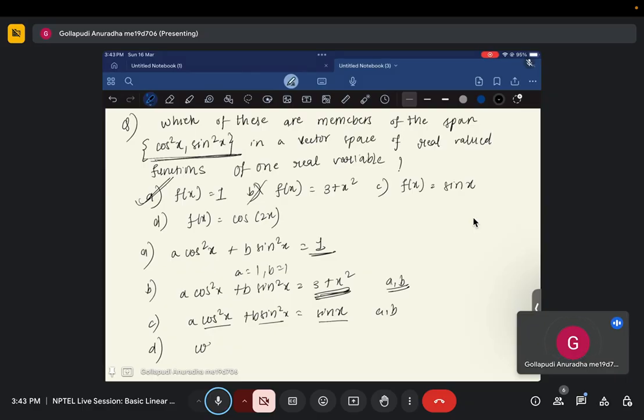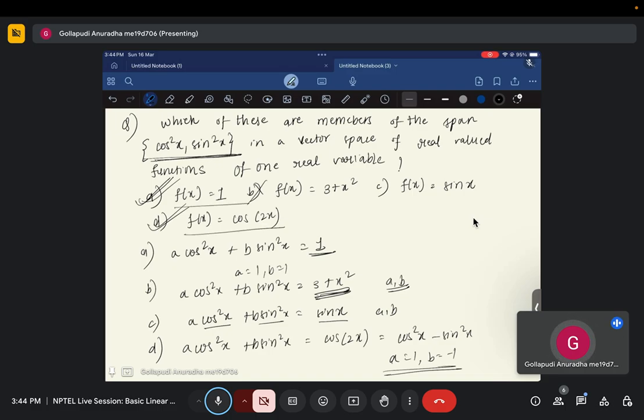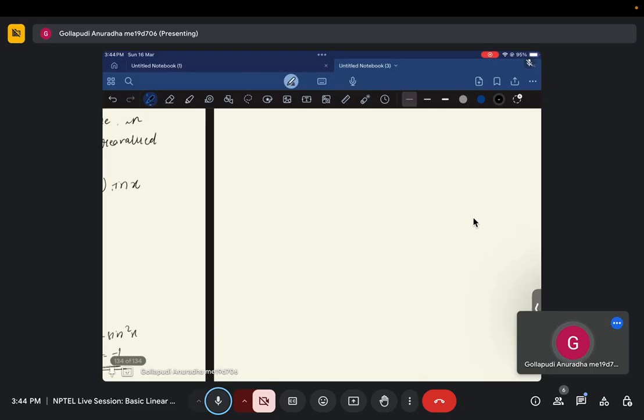But if you see this, a cos square x plus b sin square x is equal to cos 2x, which means cos square x minus sin square x. So if a is 1 and b is minus 1, then you can get this. So a and b will be spanned. These two functions will be spanned by the given basis, but the other two are not.